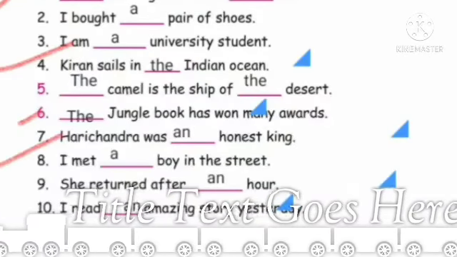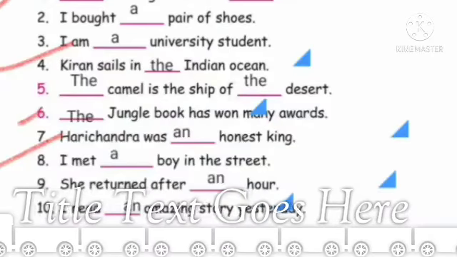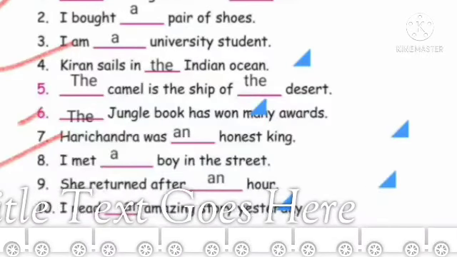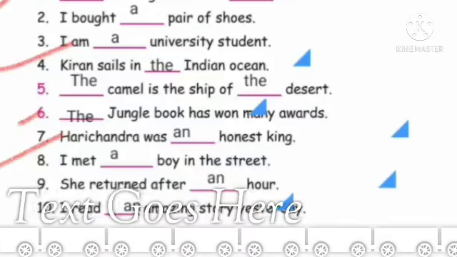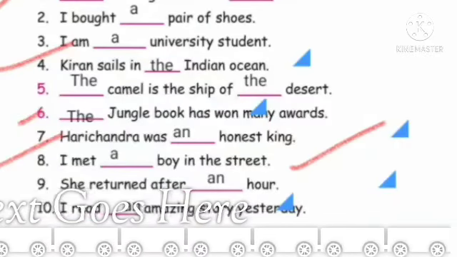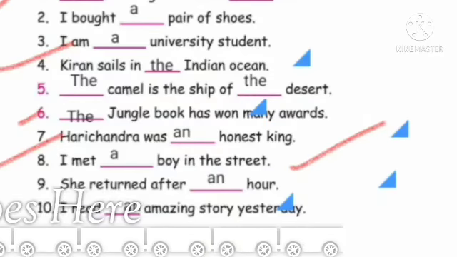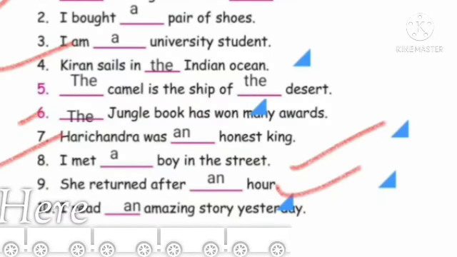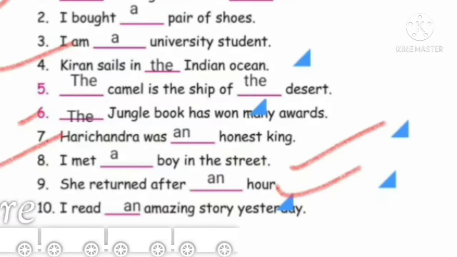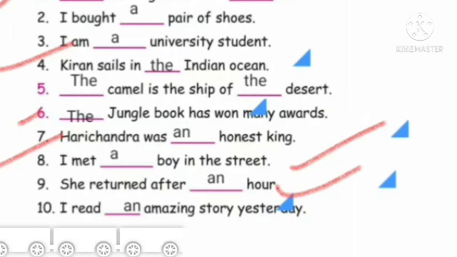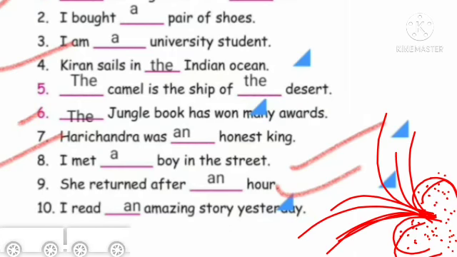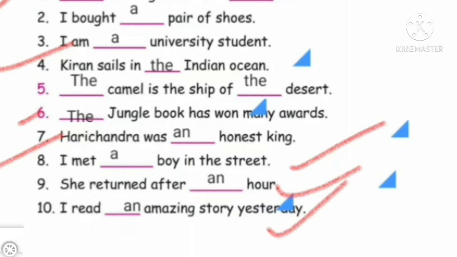Now, the Harichandra was an honest king. Okay, I met a boy in the street. Now the ninth one is, she returned after an hour, because the H is silent, so it produces a vowel sound. Now the tenth one is, I read an amazing story yesterday. Okay.